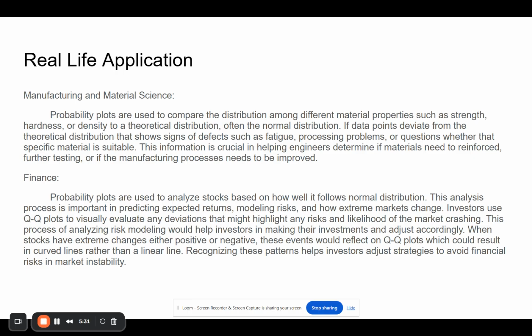So in conclusion, probability plots, and especially QQ plots, are really useful tools for checking whether data follows a particular distribution. It's good for ensuring the quality of manufactured materials or managing financial risk. They're just good for visualizing and validating assumptions about the data's behavior. And understanding this can help professionals make informed decisions, whether it's involving a production process or adjusting an investment strategy.